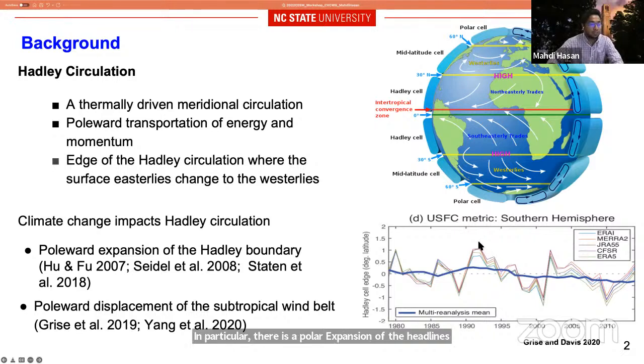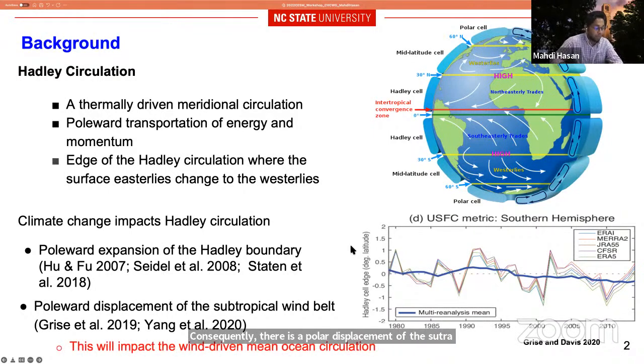And as you can see in the figure, the edges of the Hadley cell are where the surface easterlies change to westerlies. There has been prior research showing that climate change impacts the Hadley circulation. In particular, there is a polar expansion of the Hadley boundary, as you can see in the figure on the right from the Grise and Davis paper, where the blue line is showing the Hadley boundary computed from reanalysis products. This is from the Southern Hemisphere over the historical period. Consequently, there is a polar displacement of the subtropical wind belt. As a result, this will impact the wind-driven mean ocean circulation.